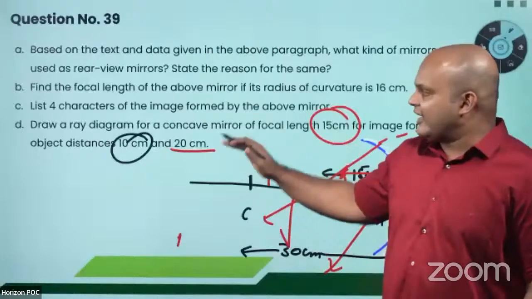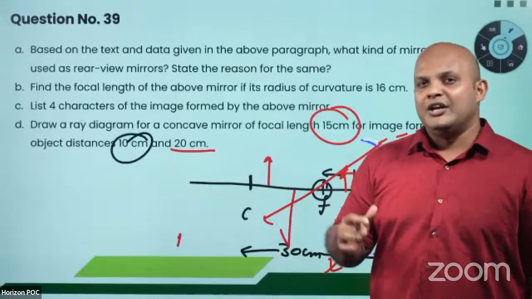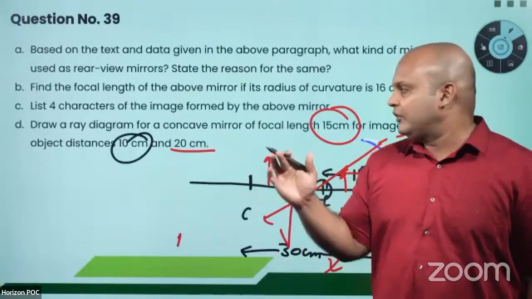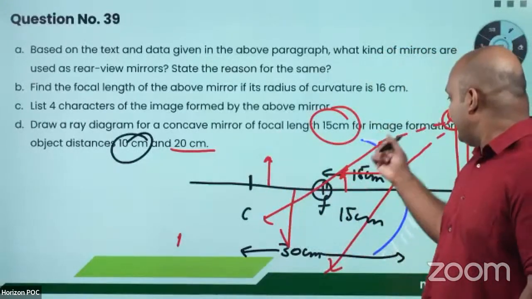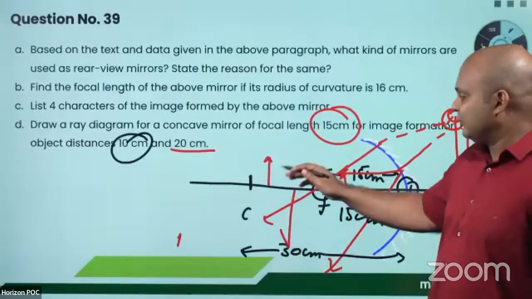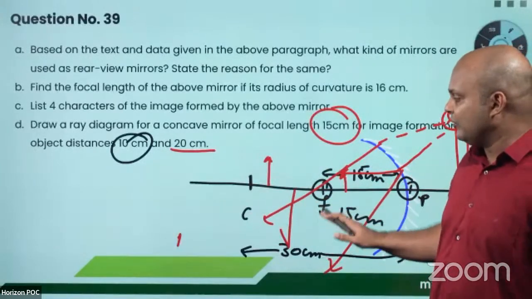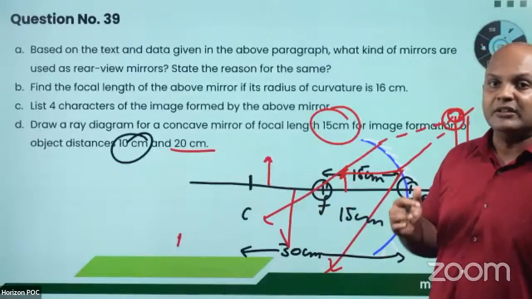So practicing the ray diagrams for these problems is very important. And you have to remember what are the various cases. If the object is closer than the focus, you are going to get an erect, magnified and virtual image. And for this particular case, between center of curvature and focus, you will get an inverted and magnified real image.